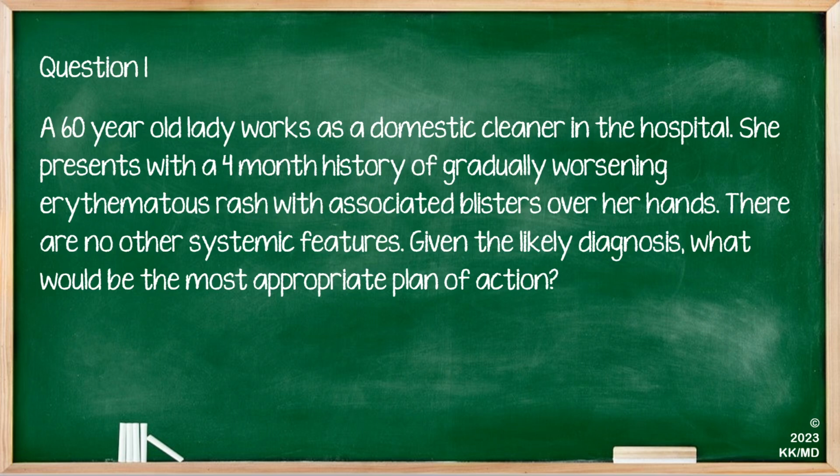So let's do some questions now. Question 1. A 60-year-old lady who works as a domestic cleaner in the hospital presents with a 4-month history of gradually worsening erythematous rash with associated blisters over her hands. There are no other systemic features. Given the likely diagnosis, what would be the most appropriate plan of action?